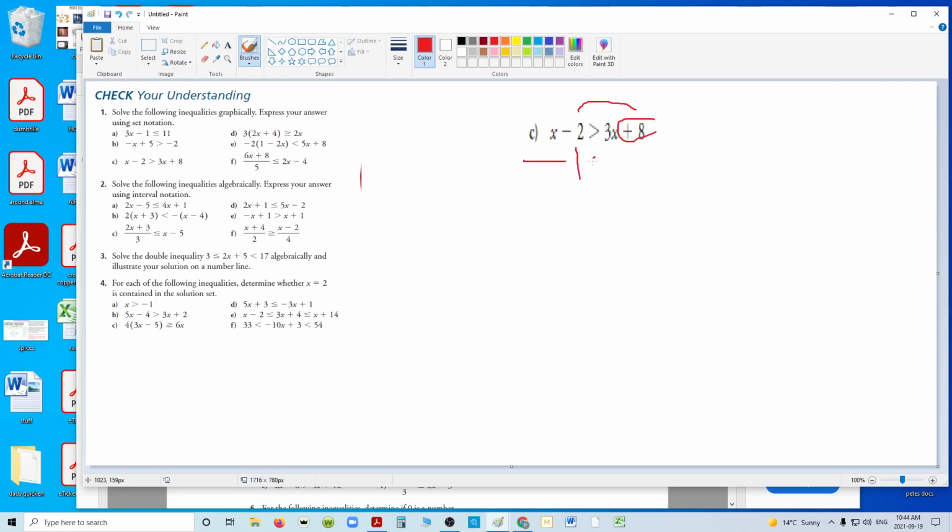I get minus 10, and it disappears here. And I'm going to subtract x on both sides, and I get 2x on the right side. That way when I divide by 2, I'm not switching the signs.